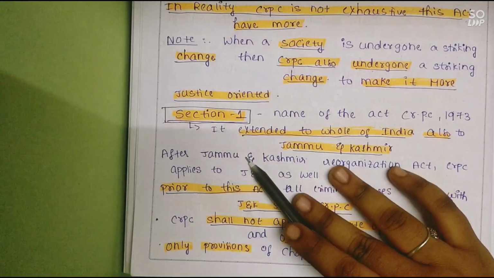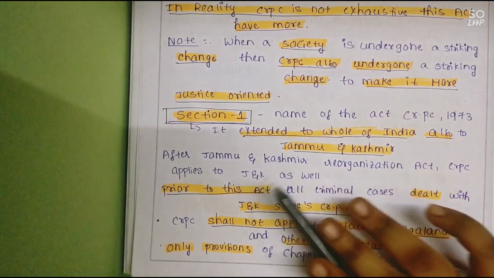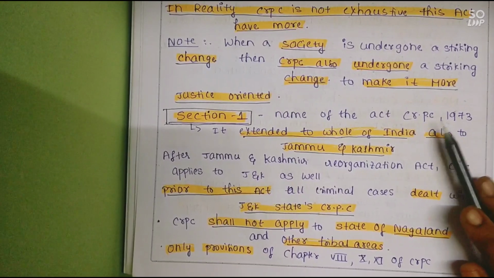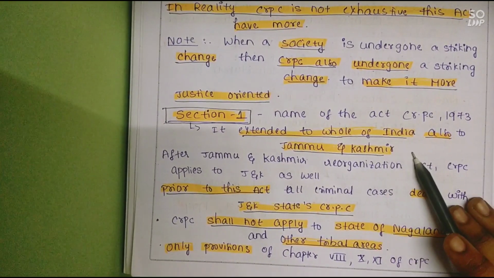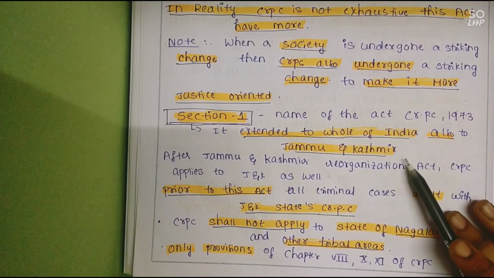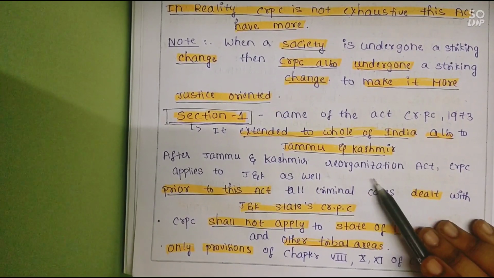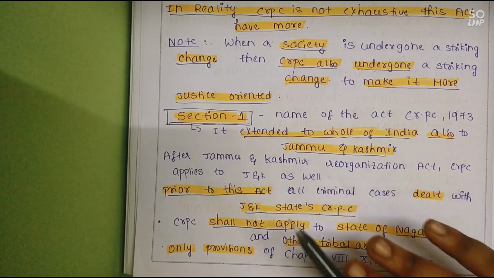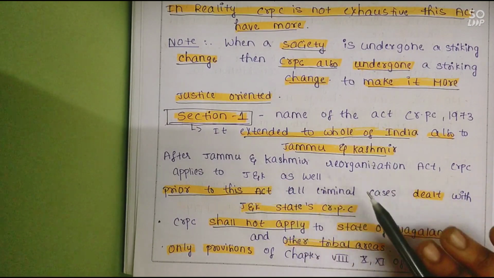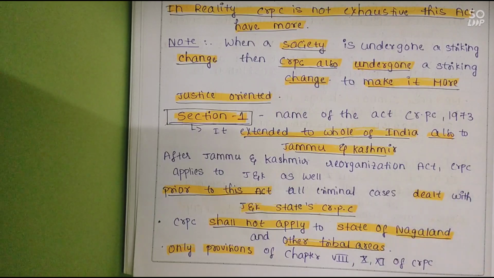And next, section 1 of the CrPC tells about the name of the Act, CrPC 1973. It extends to the whole of India, also to Jammu and Kashmir. After the Jammu and Kashmir Reorganisation Act, the CrPC applies to all, including Jammu and Kashmir. Prior to this Reorganisation Act, all criminal cases of the Jammu and Kashmir areas were dealt with under the Jammu and Kashmir State CrPC.